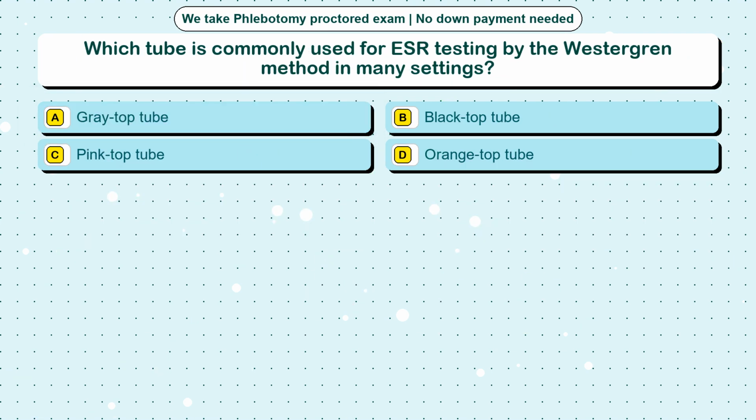Question 60. Which tube is commonly used for ESR testing by the Westergren method in many settings? Option A. Gray top tube. Option B. Black top tube. Option C. Pink top tube. Option D. Orange top tube.